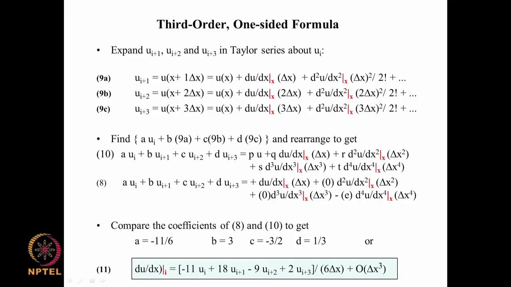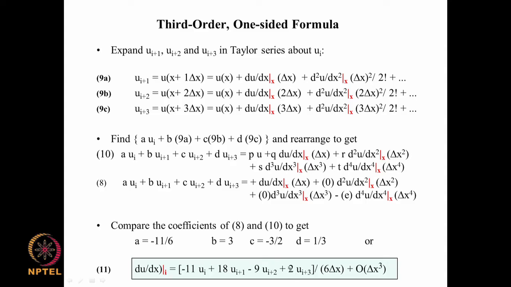So, in the last lecture we have seen how to derive an approximation for a first derivative of any order of accuracy. For example, we have derived here an approximation for the first derivative at i of third order accuracy involving 4 successive values of i, equispaced values of the function u at i plus 1, i plus 2, i plus 3.